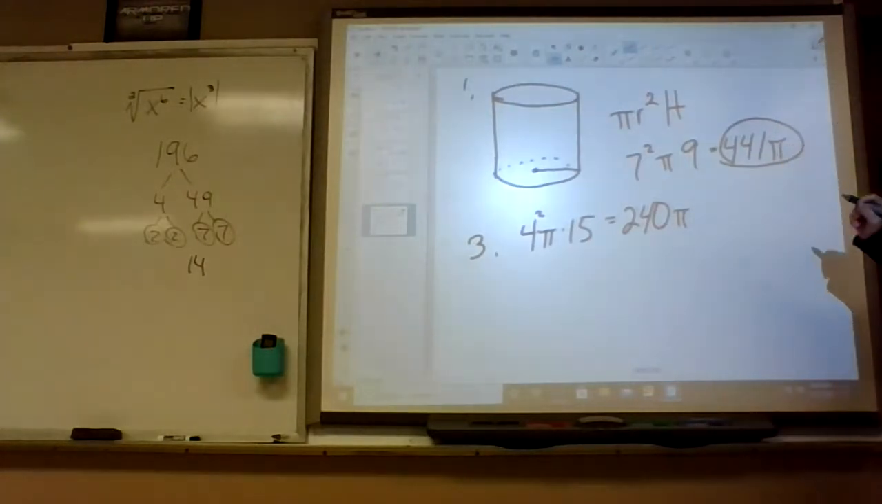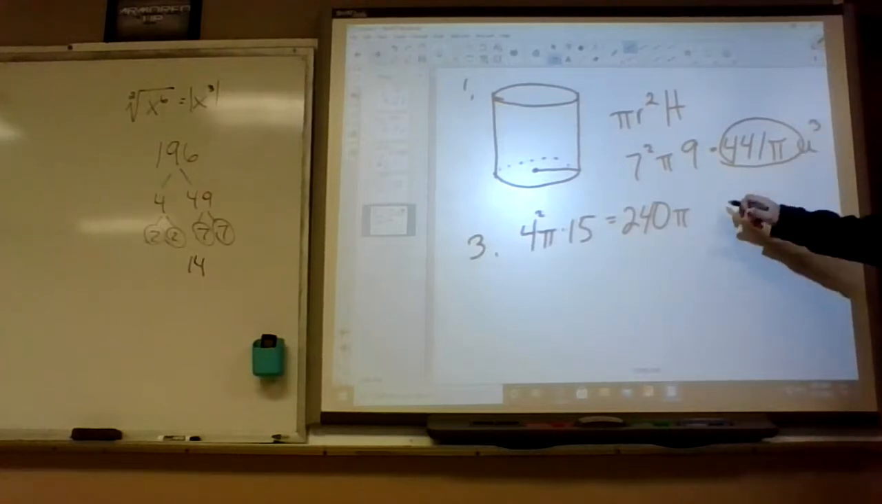Oh, I forgot something. What did I forget on number 1? The units cubed. Forgive me for I have sinned. Units cubed.